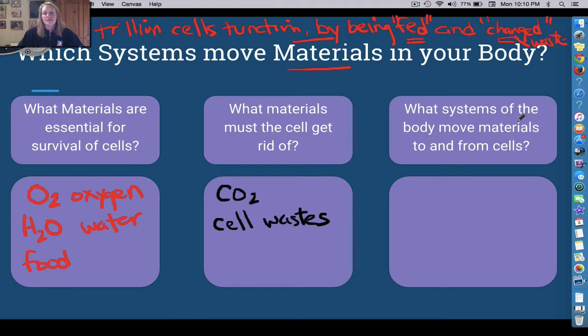What systems of the body move materials to and from the cell? Hopefully you're thinking about blood. That's the whole purpose of it, to transport things from one place to another. So that would be your circulatory system.